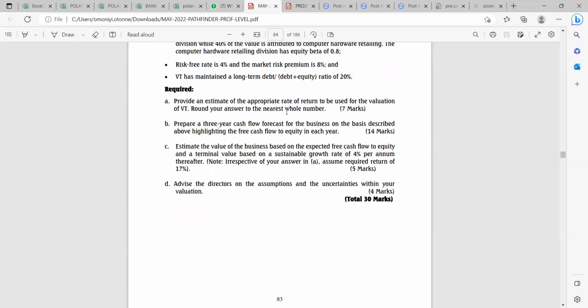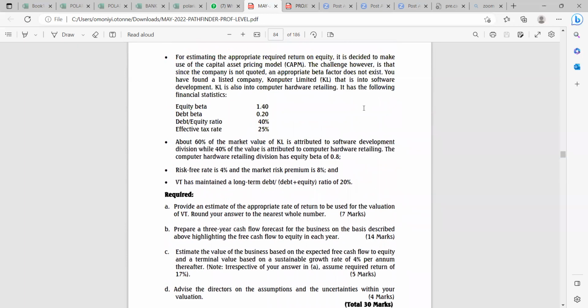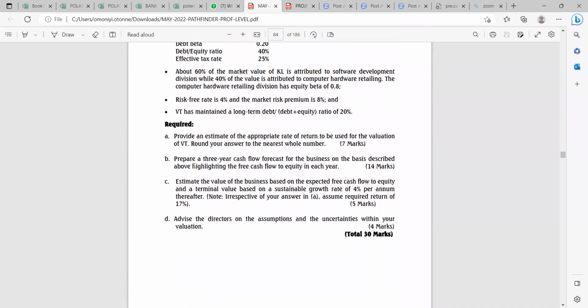Look at the requirement. The requirement says: provide an estimate of the appropriate rate of return to be used for the valuation of VT. So they weren't given any rate of return. You must calculate it using that step 1 to 5. Once you have done that, you will now prepare a 3-year cash flow forecast of the business on the basis described above using free cash flow to equity in each year, 14 marks. After that, you will estimate the value of the business using the free cash flow to equity and a terminal value based on a sustainable growth rate of 4% per annum thereafter. Remember, I told you how to calculate free cash flow to perpetuity. That is where this step C will come in.